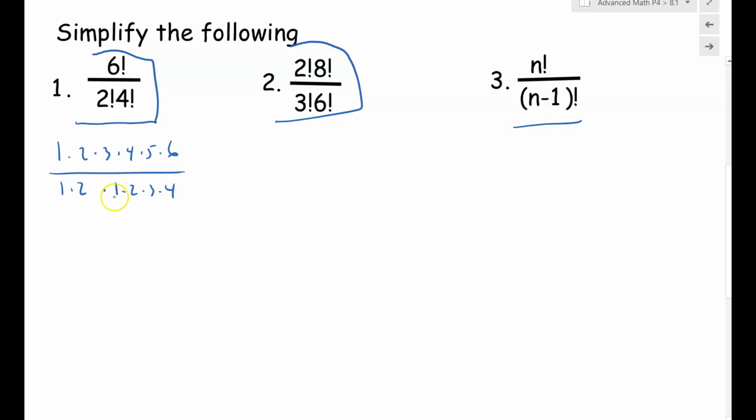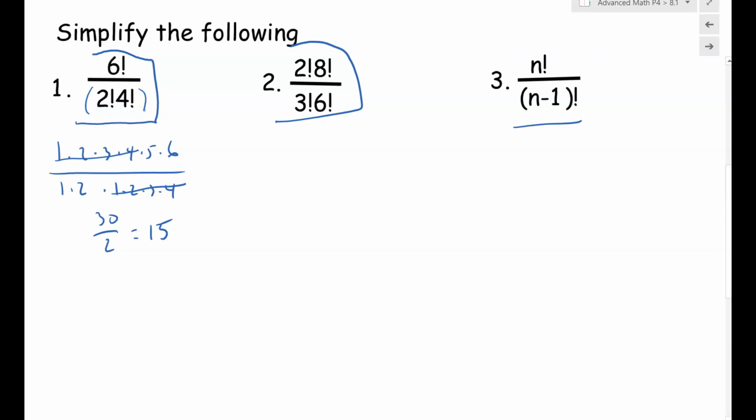So I would cancel the larger terms, and that would be this with this, right? And so then what do we get on top? Well, 5 times 6 is 30, and 1 times 2 is 2, so my answer should be 15. Again, if you type that in all in one shot, you should get 15. Just be careful on the bottom here. When you type that in, you should put parentheses around that.